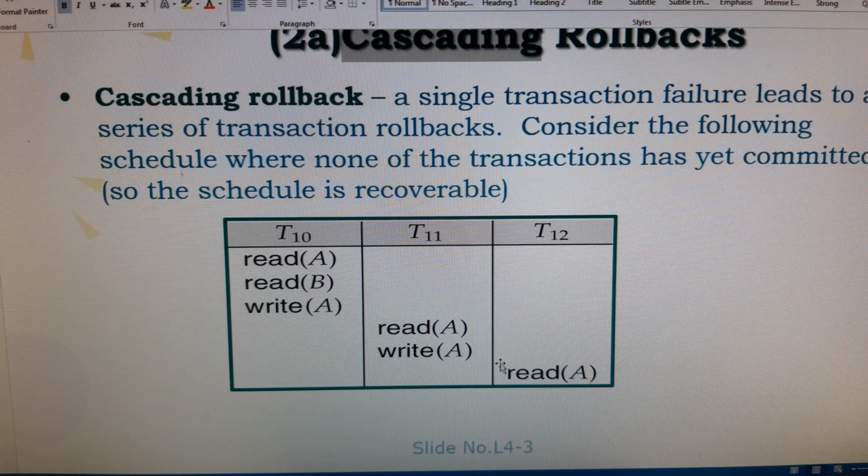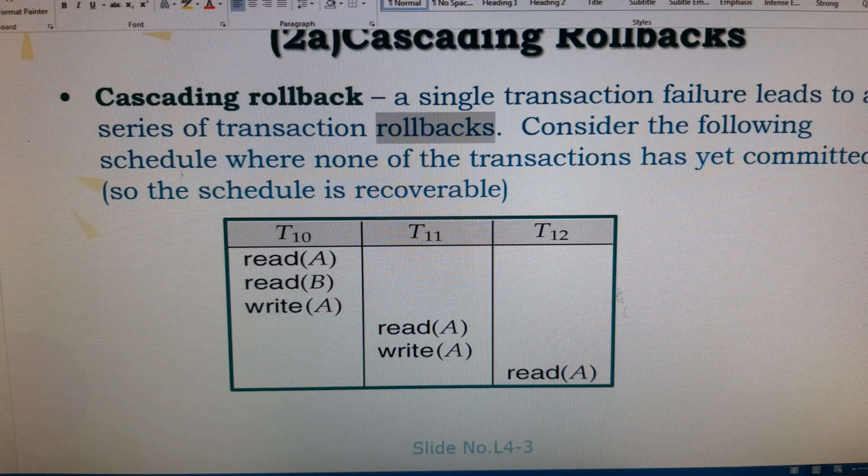So in this case, what do we have to do? We have to cancel all the transactions. Cancel is nothing but rollback, so we should call it rollback. Rollback is nothing but cancelling the transaction. Whatever previously executed transactions are there, we have to roll them back.